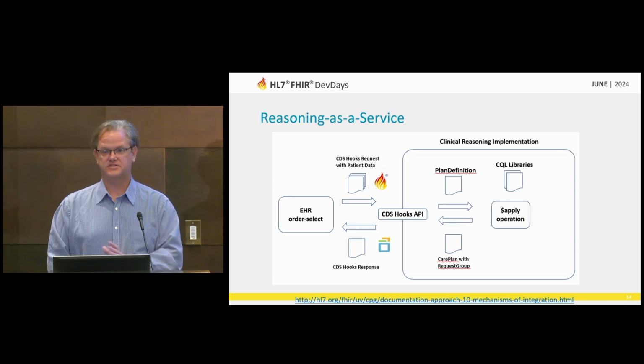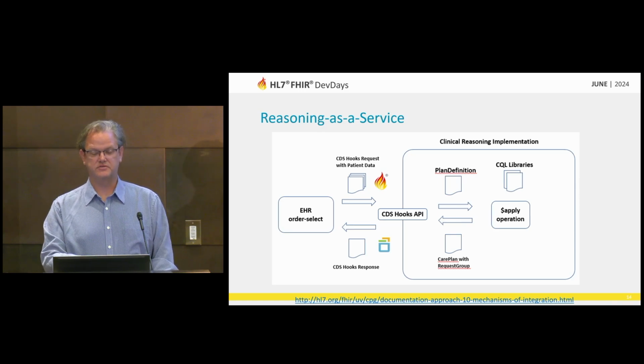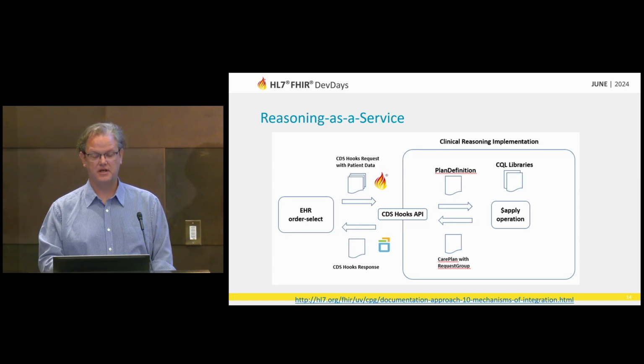What's on the other side of that decision support is transparent, or opaque, sorry, to the caller. All it knows is it's making a CDS hooks request and it's getting a CDS hooks response in the form of cards. So if you have a clinical reasoning implementation, what happens is the CDS hooks API request is handed to a plan definition, and that plan definition is applied to the patient in context, passed through with their data in that request. And that then evaluates the decision support in terms of the CQL.